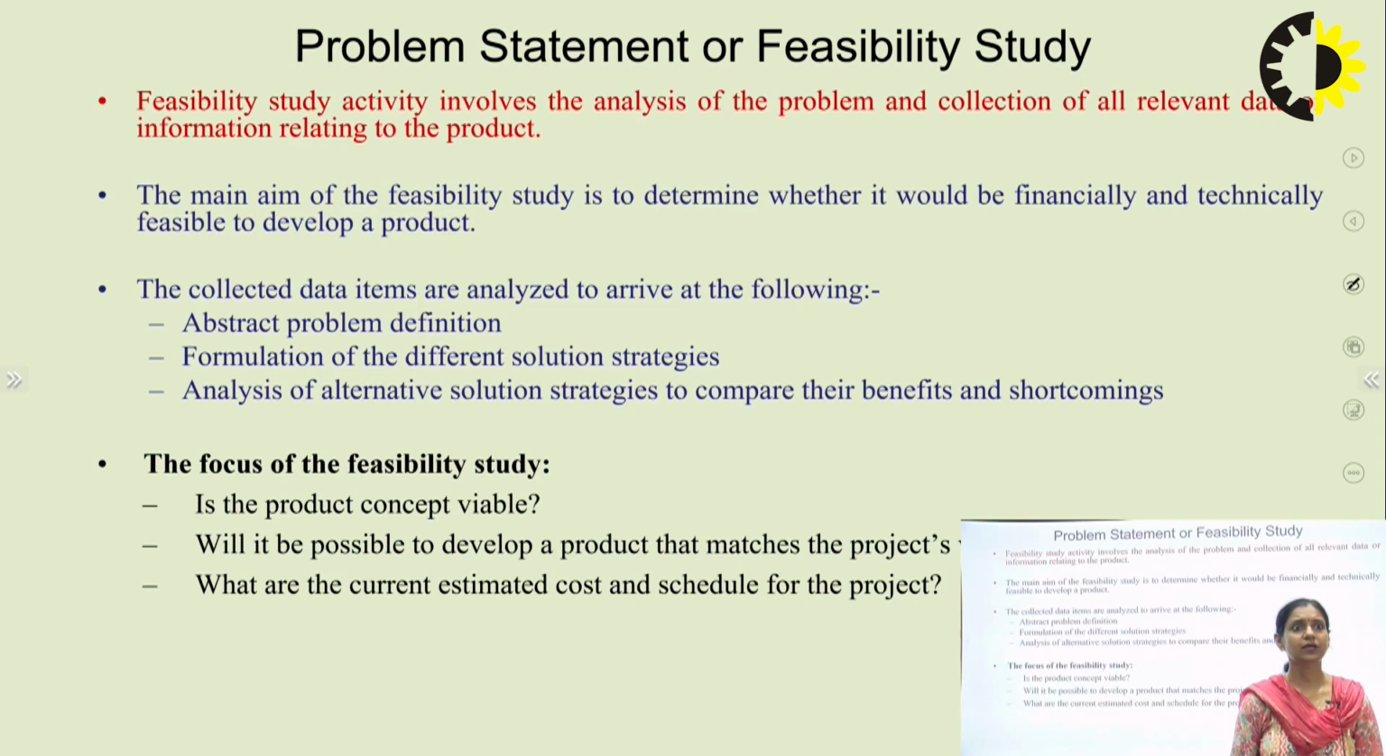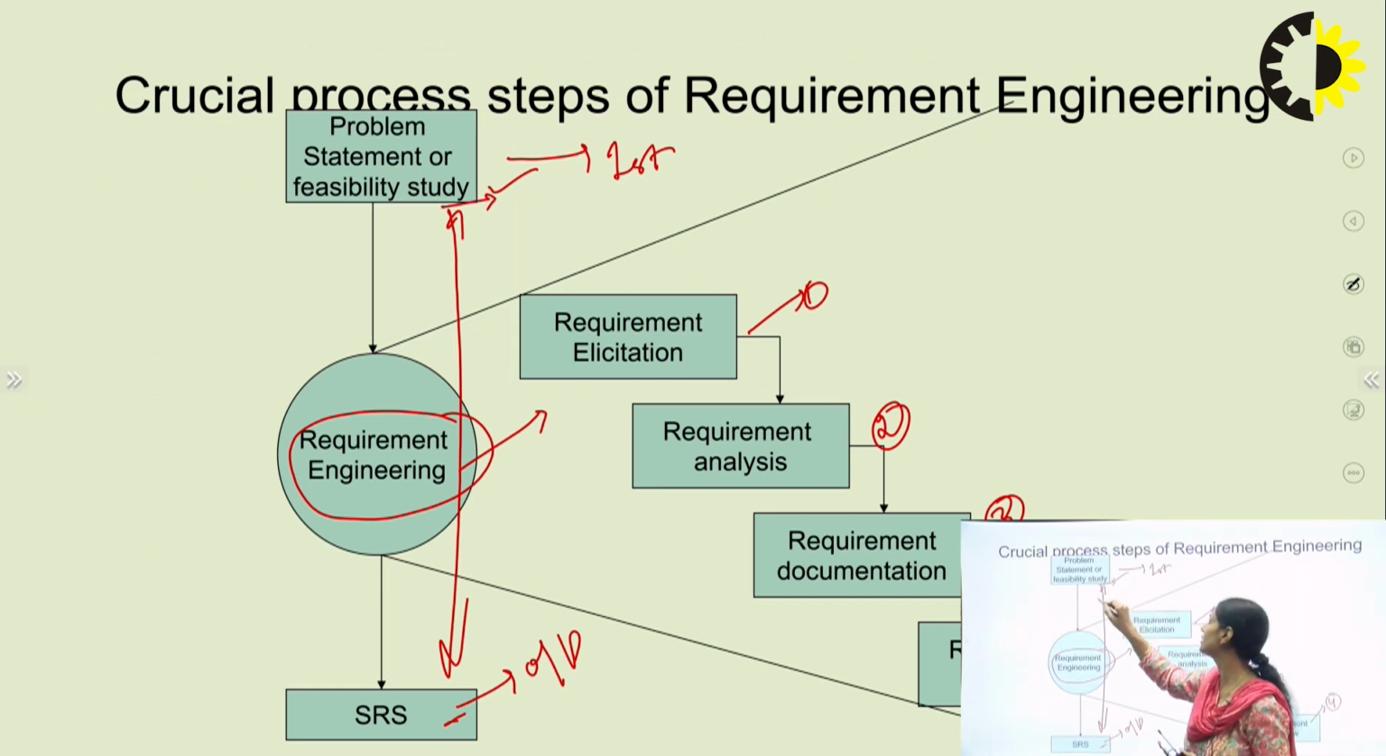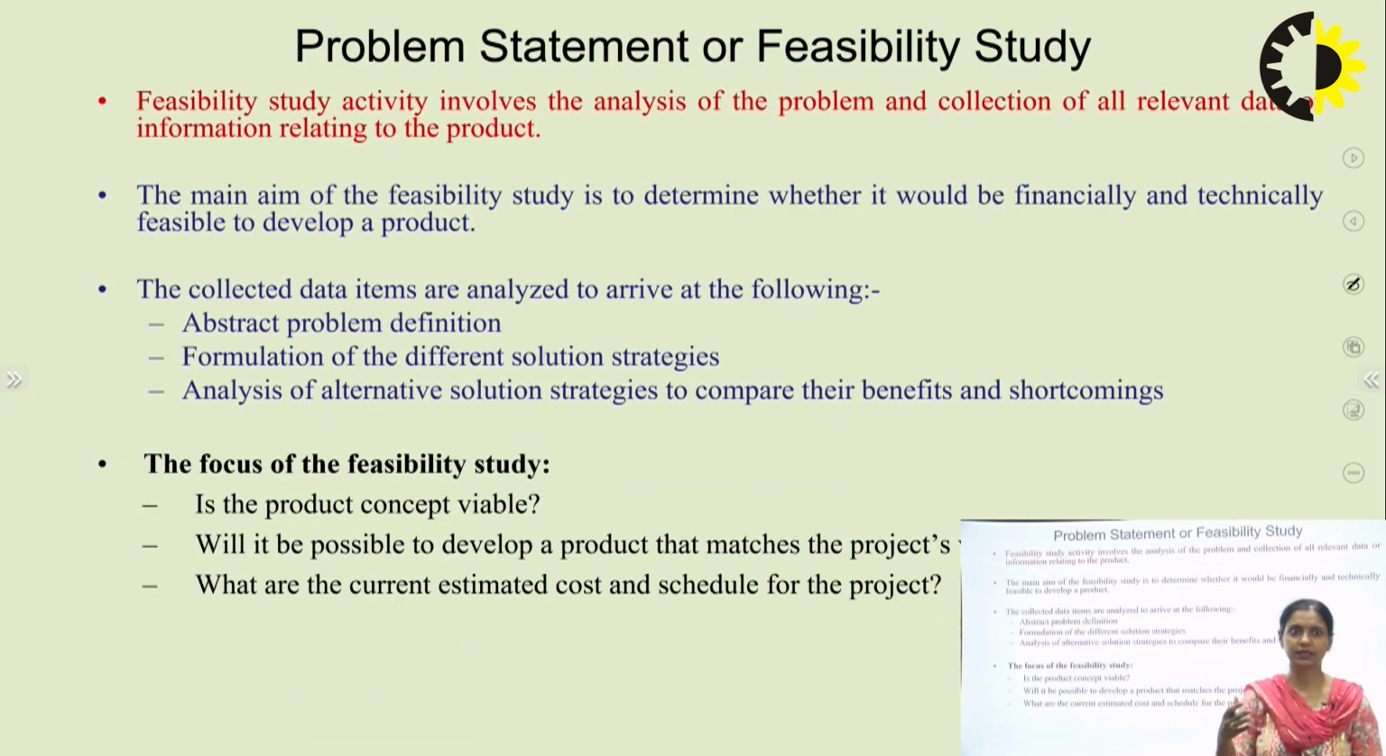Coming to the first one, that is the problem statement or the feasibility study, that is this part. We'll first understand what this is, and then slowly we'll move on to the next slide, the next activities. So the first thing that we talk about is a problem statement. The problem statement is basically the problem that the user comes up with to the development team for the software to be built.